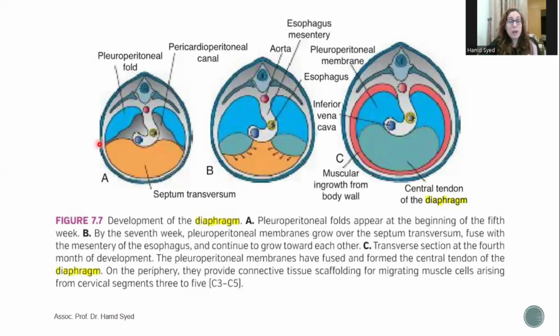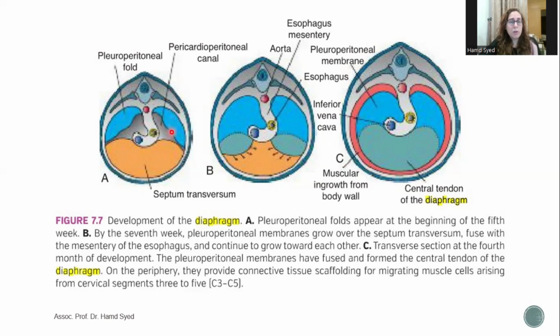Now here is a series of diagrams which are showing us the cross sections in the early weeks of human development in intrauterine life. And we are focusing on development of diaphragm. So in diagram A, this is a cross section which is taken at the level which is showing us the development of diaphragm. And here we can see in the color light blue are the pairs of pleuroperitoneal folds, and they're also called membranes. As they grow, they become thinned and flatten out, then they're called membranes. And this is in the 5th week of development.